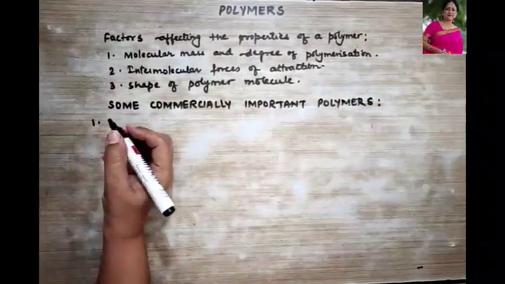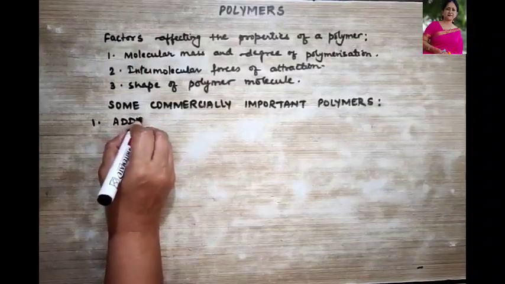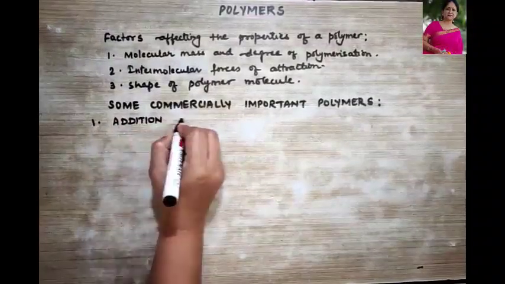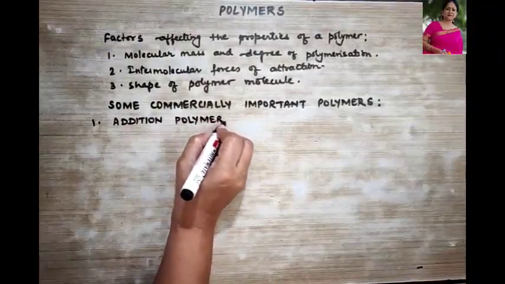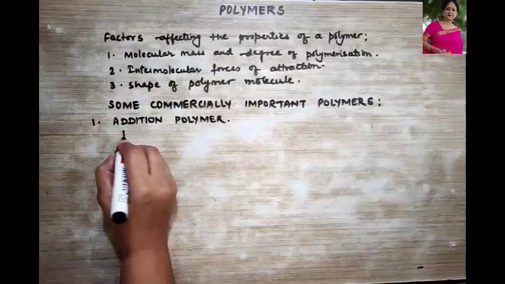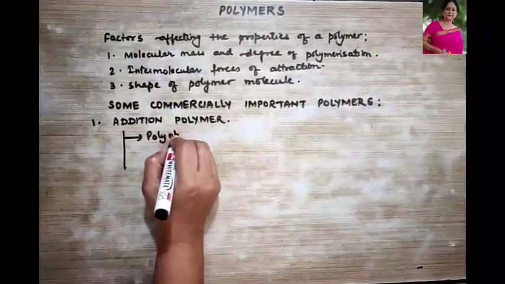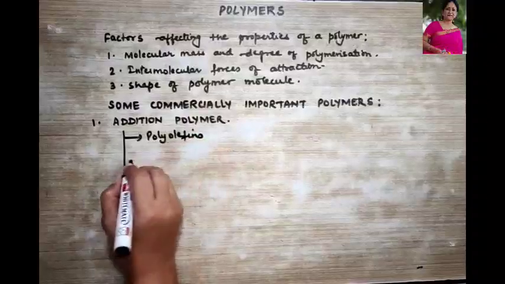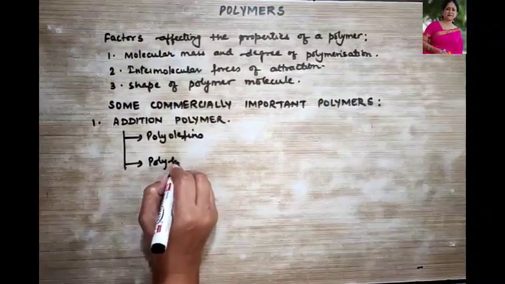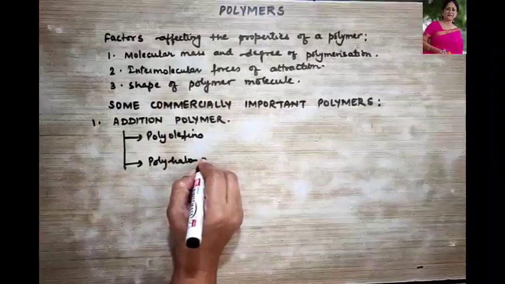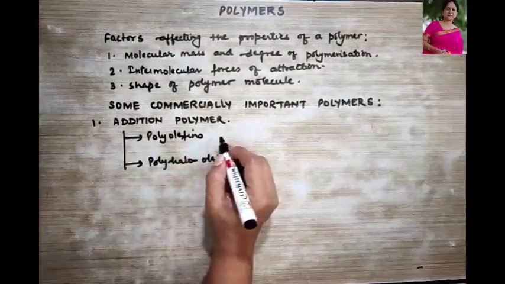So for the first one, let us do the addition polymers. In addition polymers, we can divide them into two parts: the polyolefins, and the second, polyhaloolefins.